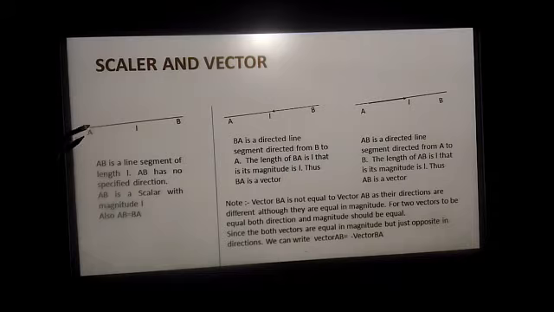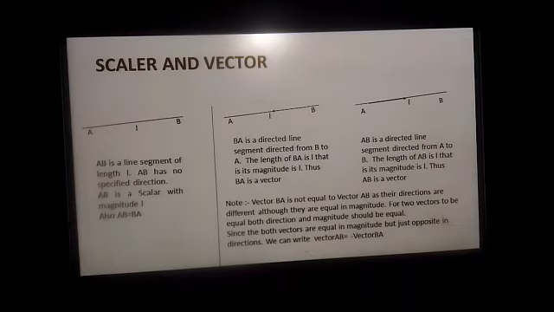Okay, I'm here. AB is a line segment whose length is L. AB has no specified direction. That means it can be extended up to this side or it can be extended up to the other side. AB is a scalar because it has no specified direction.